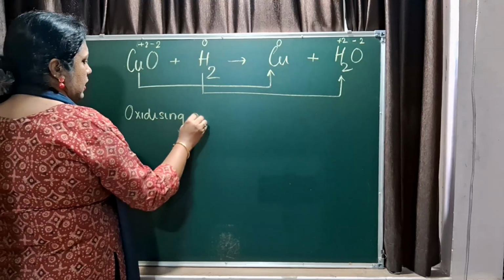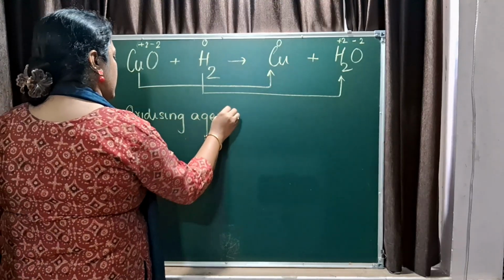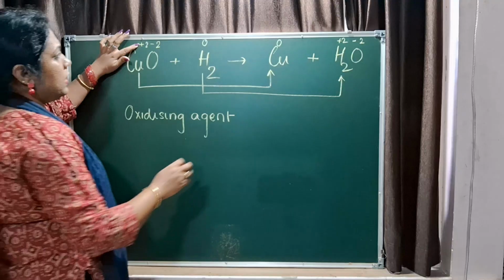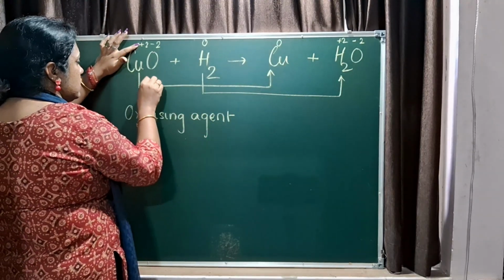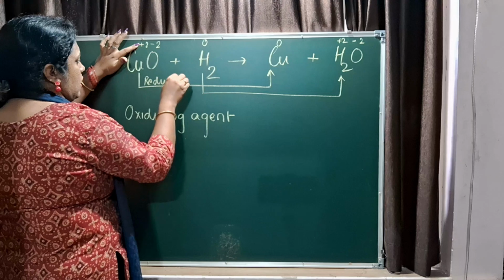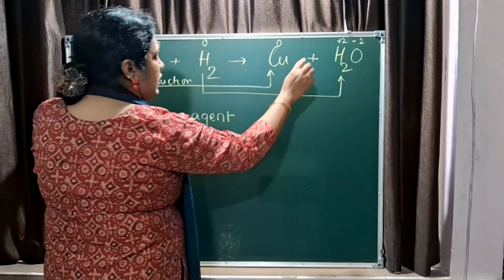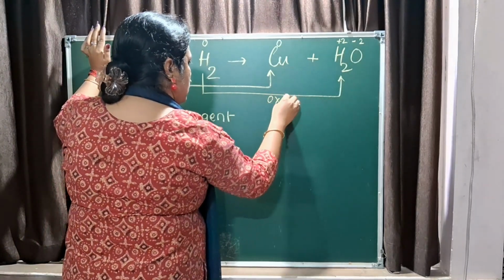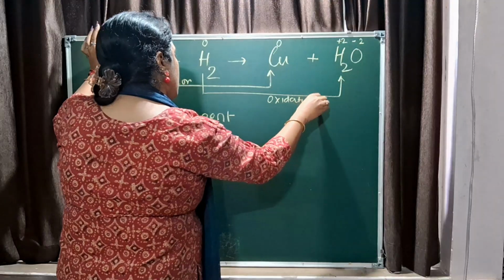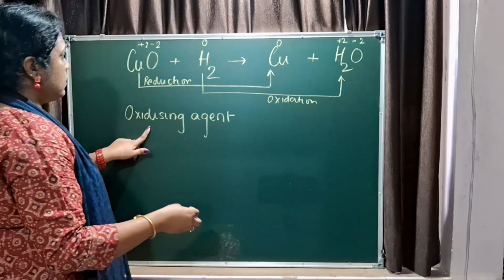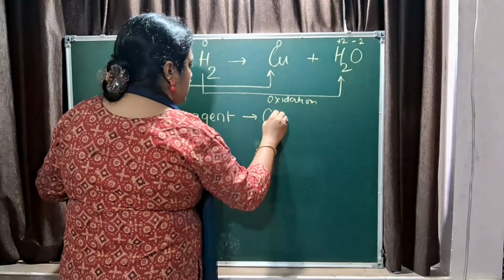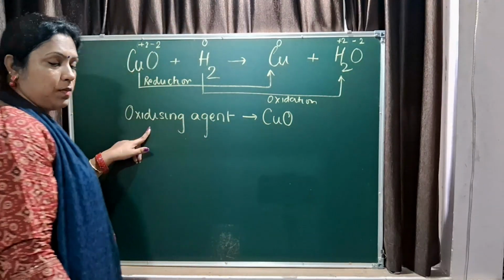Oxidizing agent. Now the one that is plus 2 to 0, the number is getting reduced, right? So this is reduction, and here the number is getting increased, so this is oxidation. So the one which is getting reduced is the oxidizing agent. So the oxidizing agent is CuO.